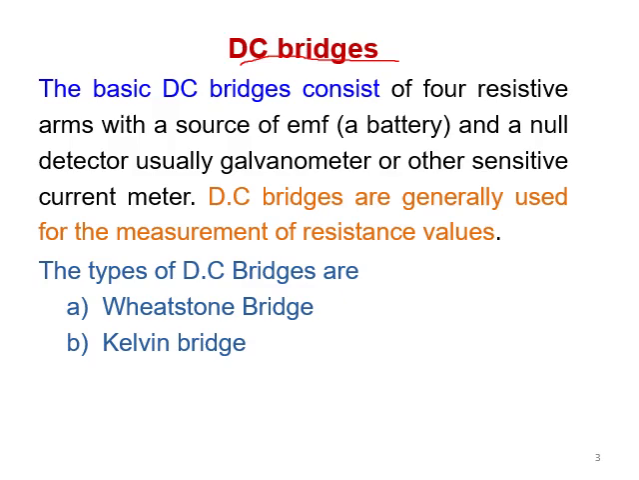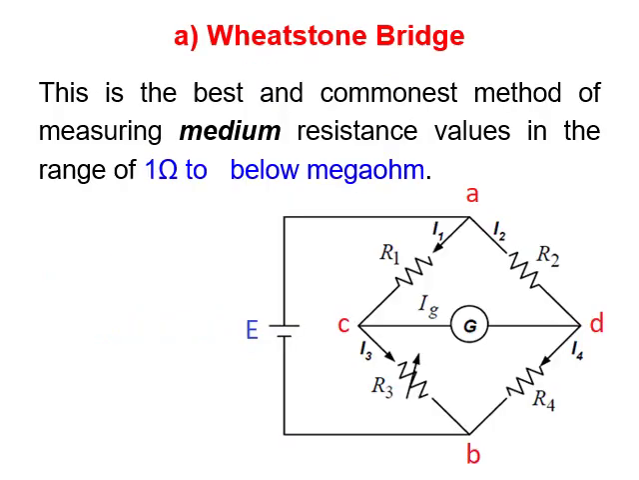The types of DC bridge are the Wheatstone bridge and the Kelvin bridge. These are the bridges which we are going to study here. This is the bridge I mentioned in the previous slide, but here we are starting with the Wheatstone bridge.